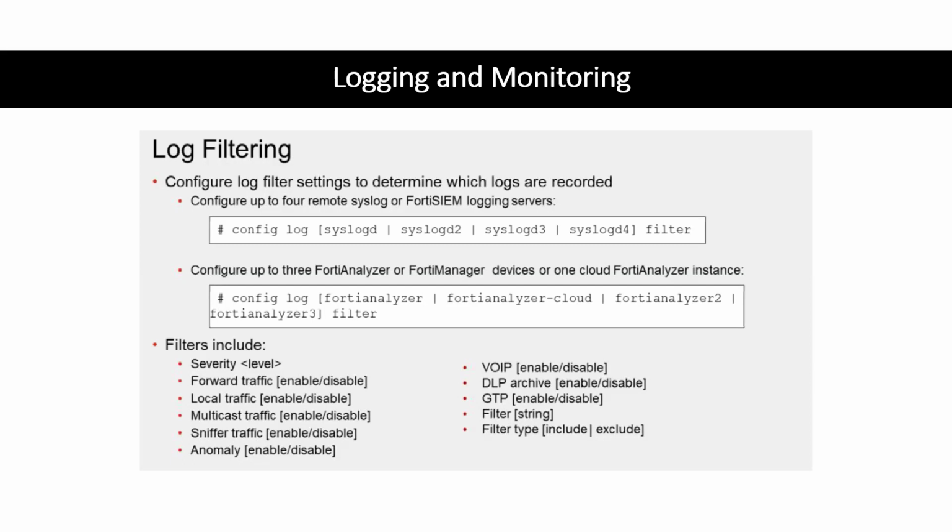You can specify, maybe I want to just capture logs that have a sub level of X, Y, and Z. Maybe I want to only capture forward traffic. I don't want to capture local traffic. Maybe I want to just capture multicast traffic because I want to see OSPF messages that get sent in multicast between different FortiGates, different routers, or what have you.